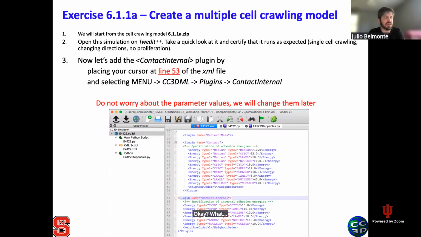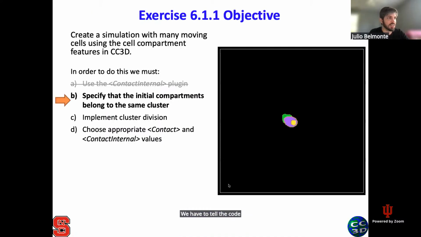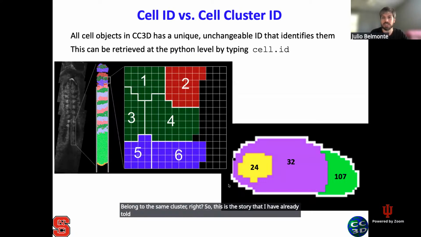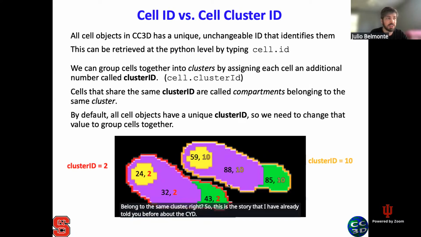What's important now is that you're on line 53, now we have the ContactInternal plugin, and it's working, so now you can actually start using this idea of cell cluster IDs. Before we make changes to the ContactInternal, we have to tell the code that all the cells belong to the same cluster. This is the story that I have already told you before about the cell ID and the cell cluster ID. So you have to grab all those cells in your simulation, which starts from one cell, and tell them that they have the same cluster ID.